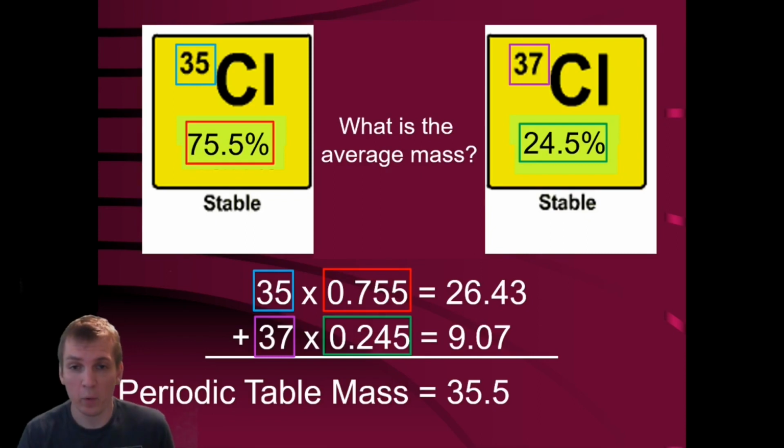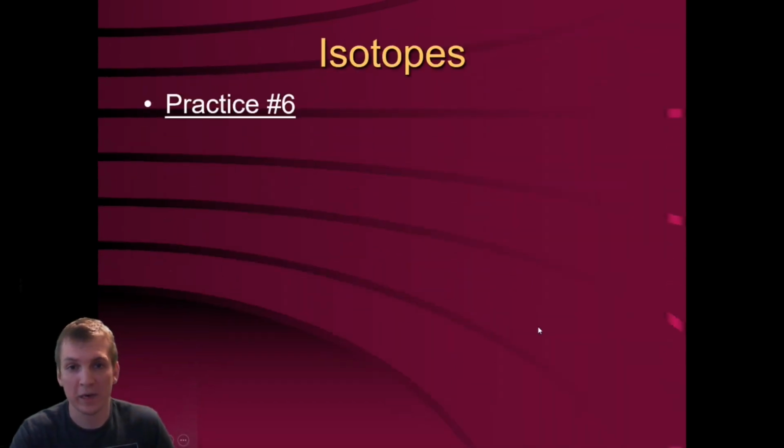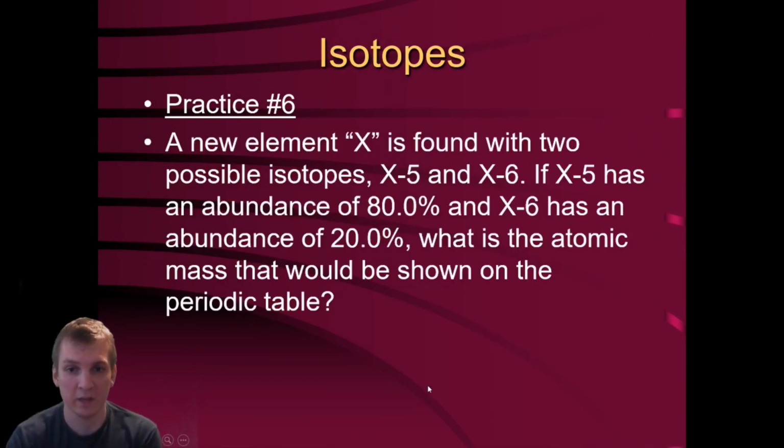However, you can have more than 2 isotopes. You can have 3 isotopes, sometimes even more. So you have to do the weighted average for all of them. If you had 3, you'd have to do mass times percentage, total 3 times, and then add those 3 numbers up. Okay? So here's practice problem number 6. Number 6 says there's a new element, X, and it is found with 2 possible isotopes, X5 and X6. If X5 has an abundance of 80% and X6 has an abundance of 20%, what is the atomic mass that would be shown on the periodic table?